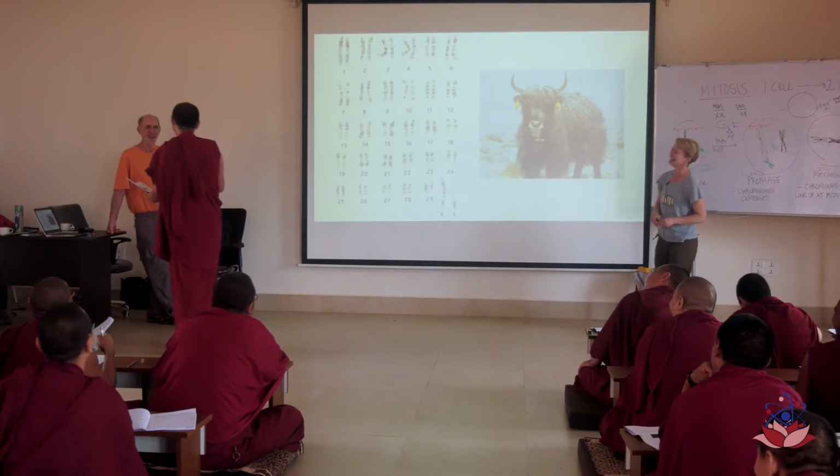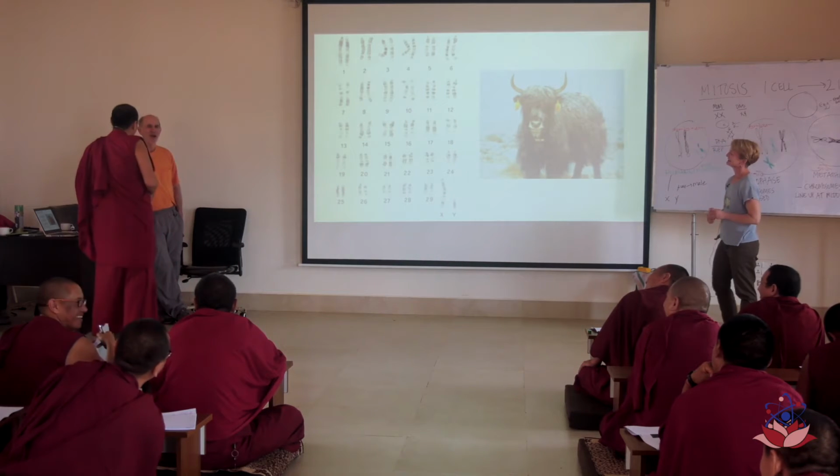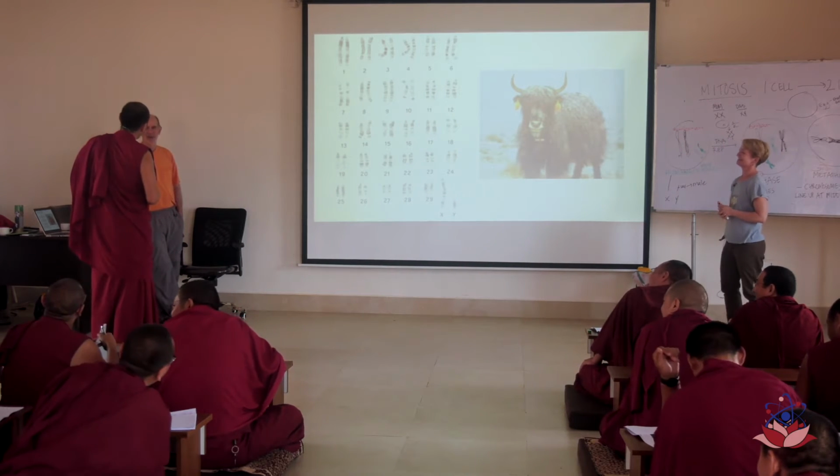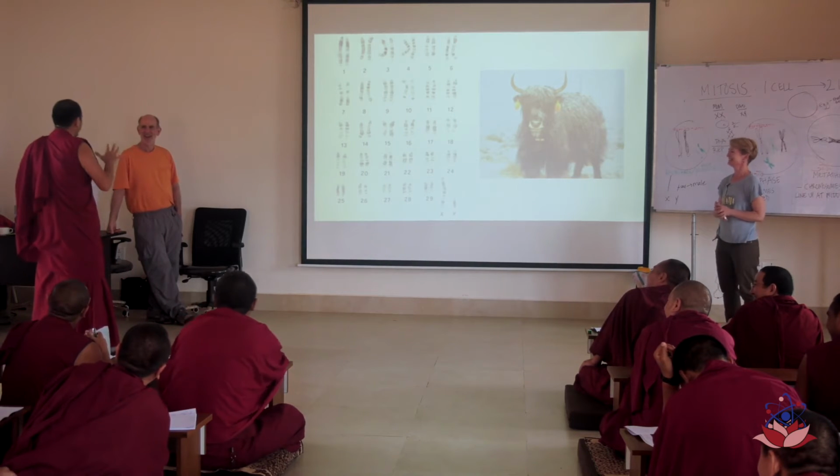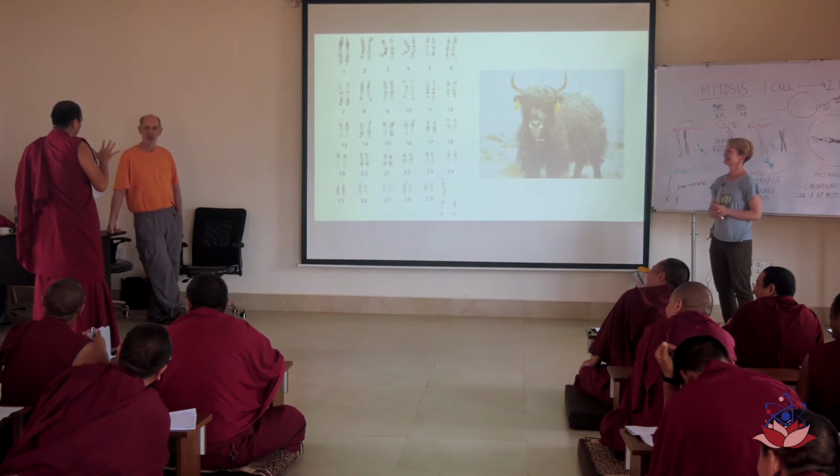How many genes does the worm have? The worm has 21,000. And only 6 chromosomes. Okay.